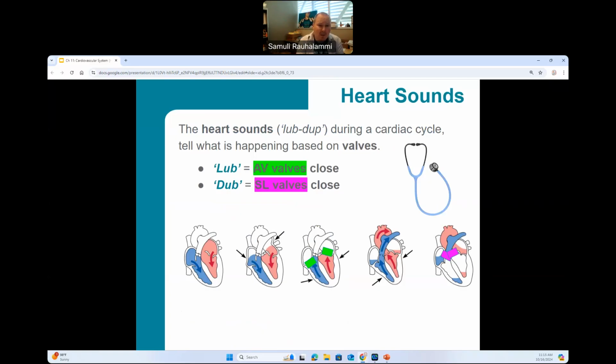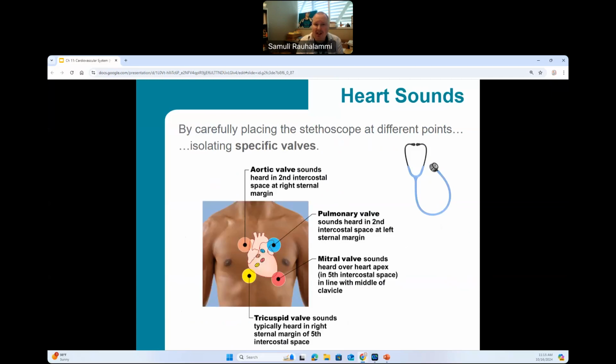And we can get even more information about these heart sounds by carefully placing the stethoscope strategically in different places on the chest. So this helps us to isolate the sounds of each heart valve more clearly. We will still hear all of these heart sounds, but the one that is now closest to us is the heart valve that we're hearing the loudest.